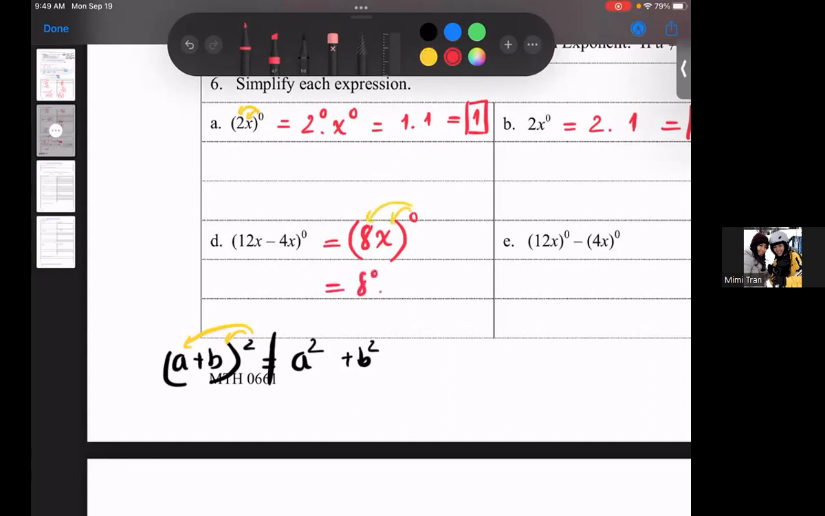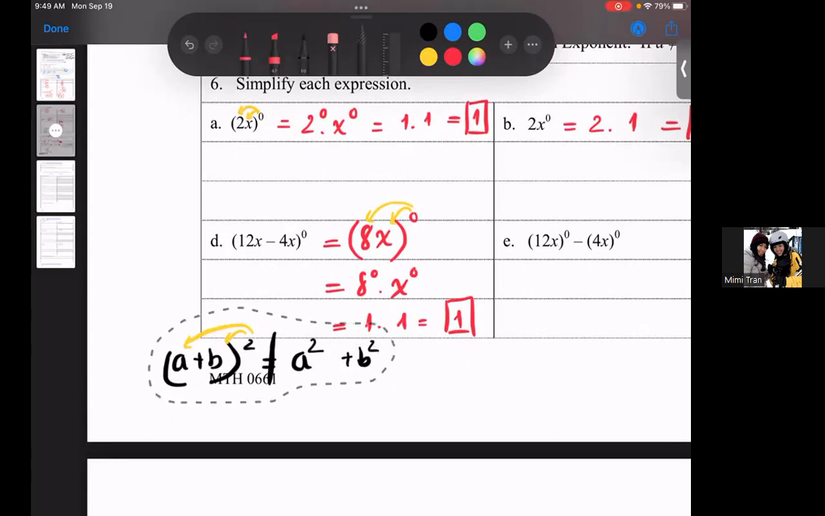So a to the 0 times x to the 0, which is 1 times 1, which is 1. Or you can tell me 1 right away. So like I said, anything to the 0 is 1. I don't have to do this much.